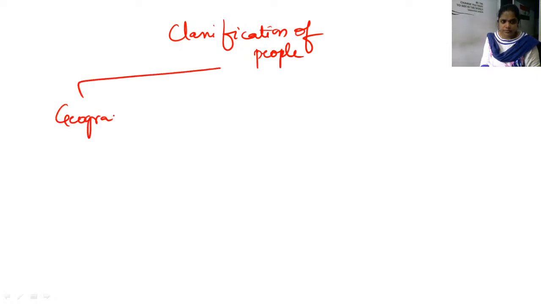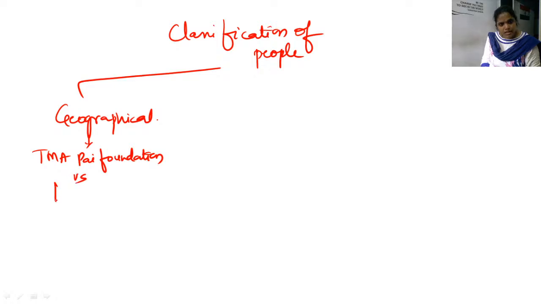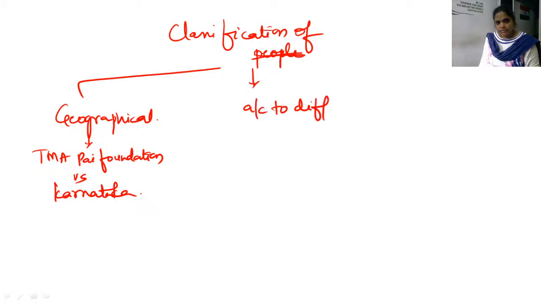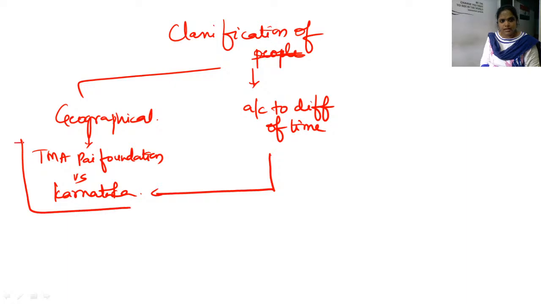Classification. Now, classification of people can be geographical, as mentioned in the TMA Pai Foundation versus Karnataka case. And the classification can be based on difference of time. It is also according to TMA Pai Foundation versus Karnataka case.